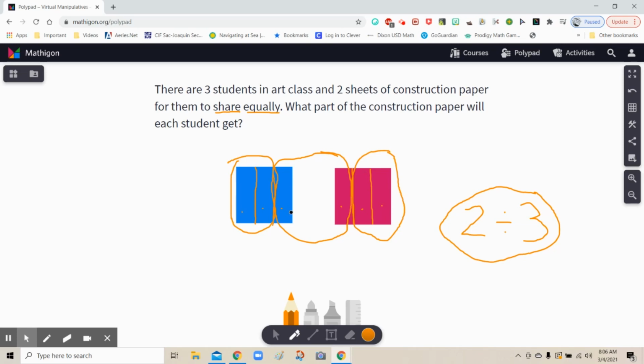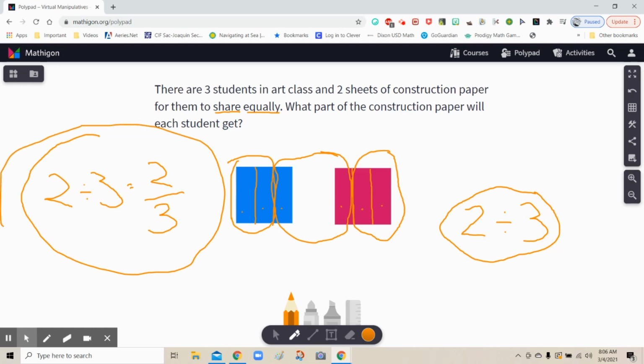So the actual answer to this problem, 2 divided by 3, is that each person is going to get 2 thirds. And this is really what we're going to talk about. This is the relationship I mentioned at the start of the video, the connection between fractions and division. 2 divided by 3 is the same as 2/3.